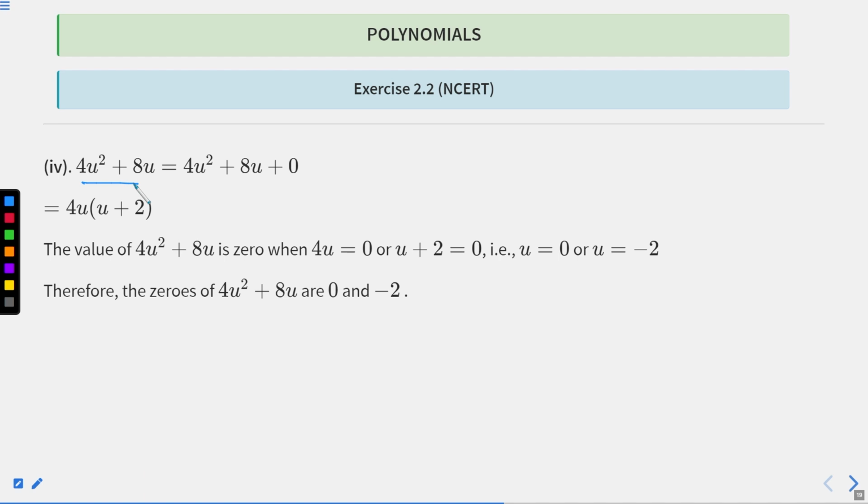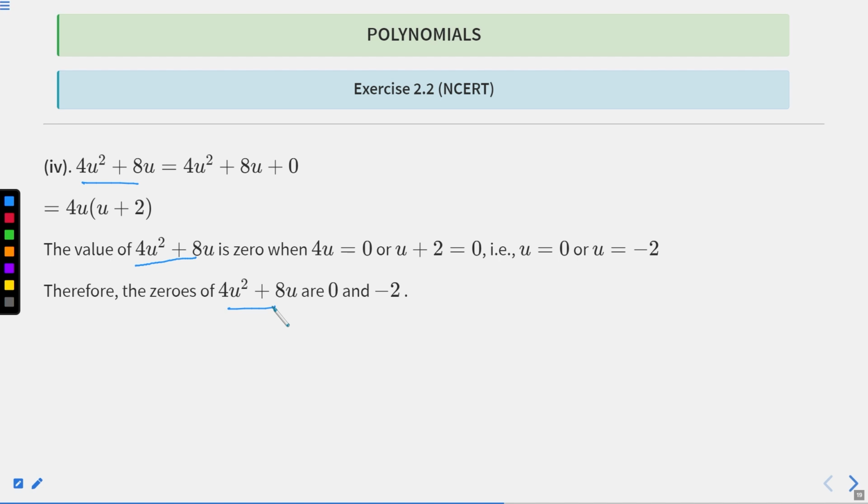Okay, and now if we take 4u common, then you will get 4u times u plus 2. Okay, and the value of 4u square plus 8u is 0 when 4u is equal to 0 or u plus 2 is equal to 0. That is when u is equal to 0 or u is equal to minus 2. Okay, so therefore the zeros of 4u square plus 8u are 0 and minus 2.